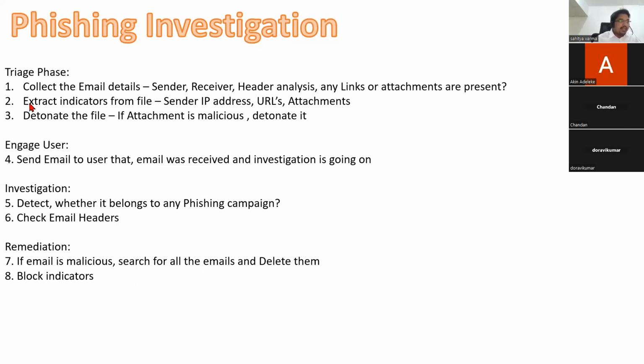So extracting the indicators: sender IP address, URL, attachment, and if required, we have to detonate that particular file. If the attachment is malicious, then we have to detonate it. And we have to engage with the user, send an email to the user asking whether the email was received or not. Do you have any relation with the sender, or did you click any link? We will ask a few basic questions to the user as well.